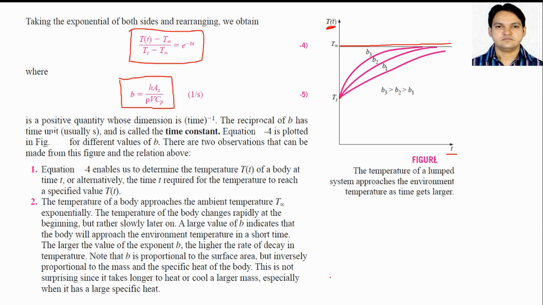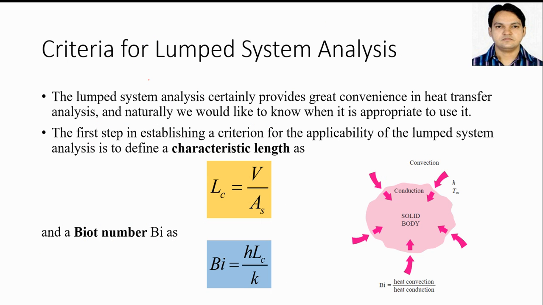As you have seen in this equation, it depends on A, the surface area, convective heat transfer coefficient h, rho, V and Cp. So the lumped system analysis certainly provides great convenience in a heat transfer analysis, and naturally we would like to know when it is appropriate to use it. The first step in establishing the criteria for the applicability of the lumped system analysis is to define the characteristic length, and characteristic length, as you know, is Lc equal to volume divided by surface area.